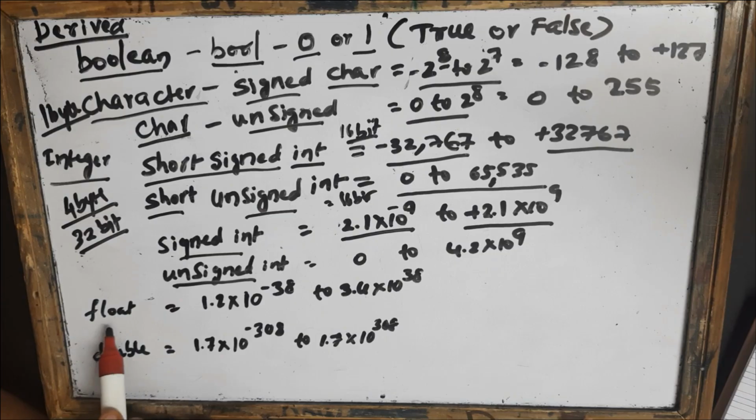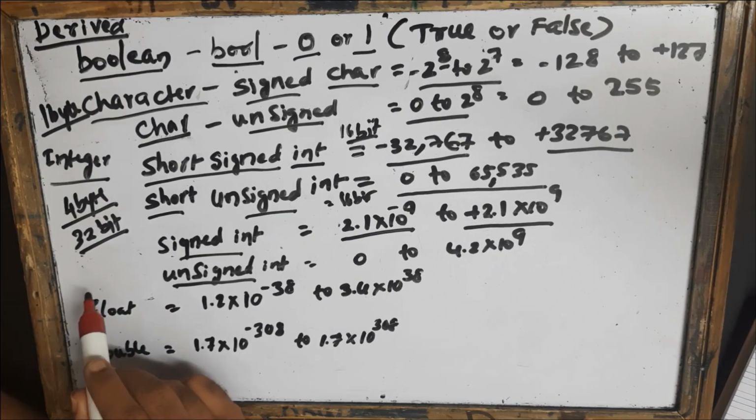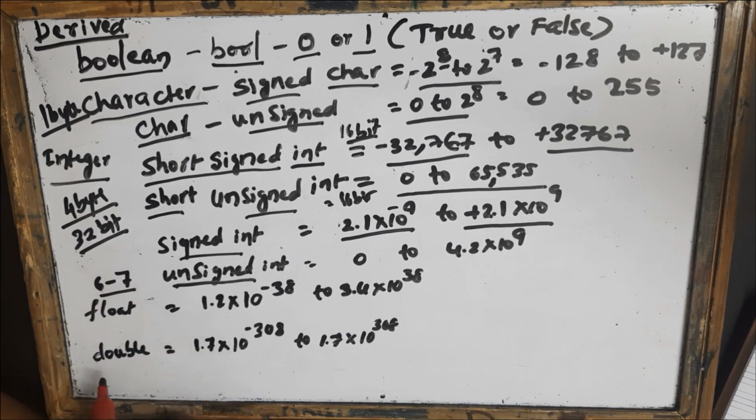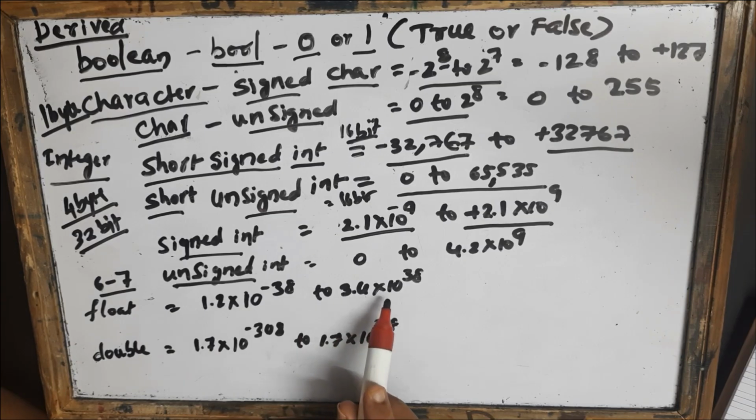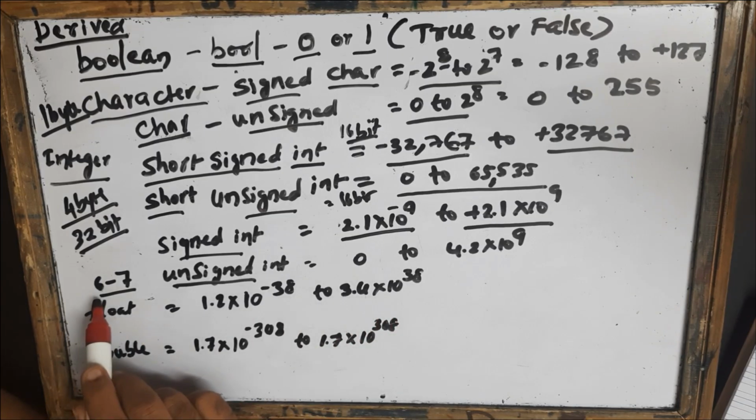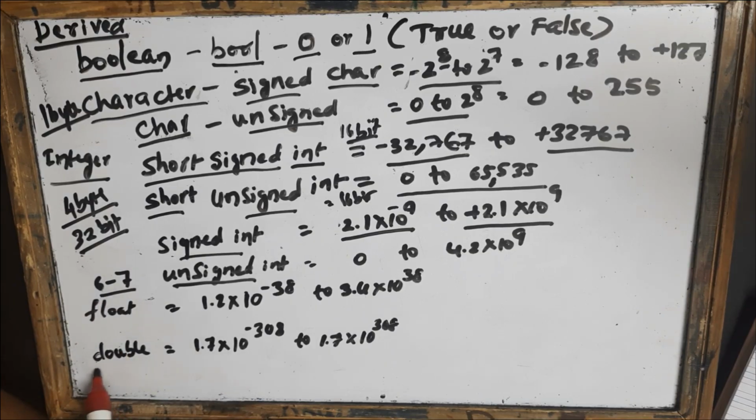And next one is float. The float will have 6 to 7 floating point precision. The range would be around 1.2 into 10 to the power of -38 to 3.4 into 10 to the power of 38. So 6 to 7 precision points would be there for the float. And for the double, this is double of this float.